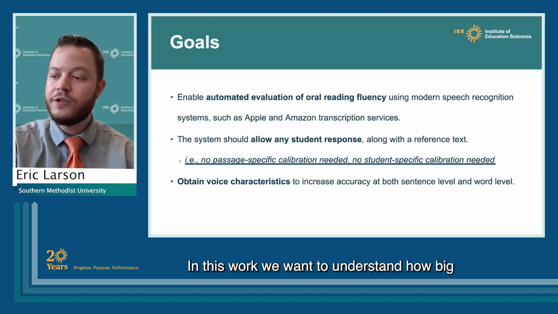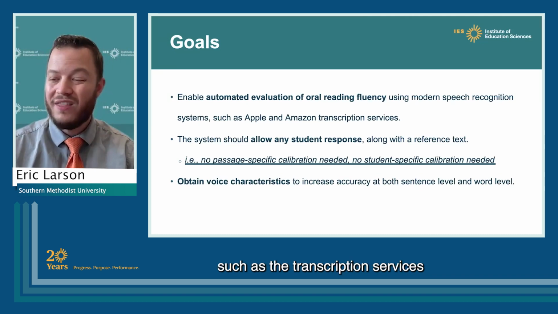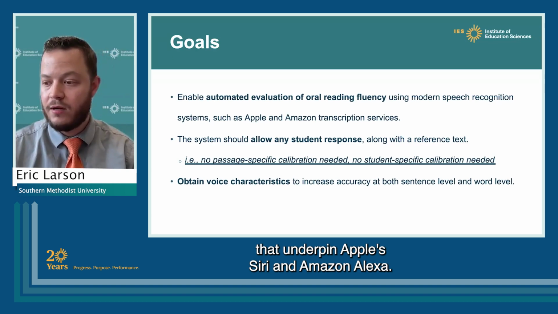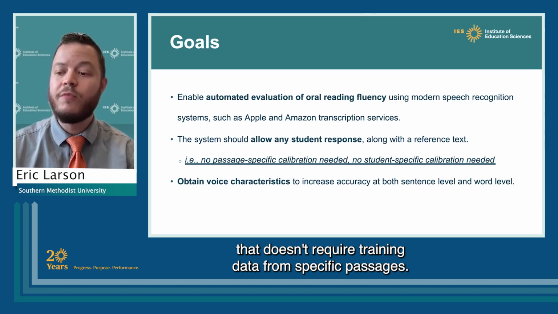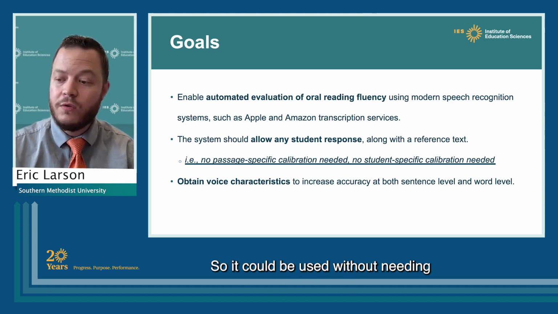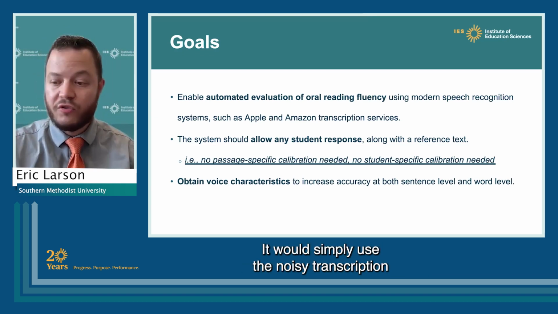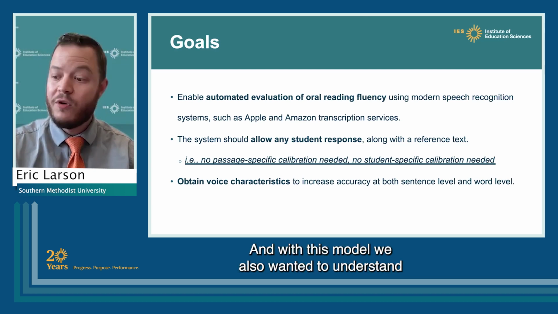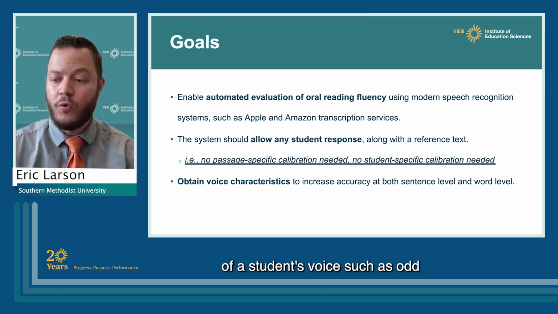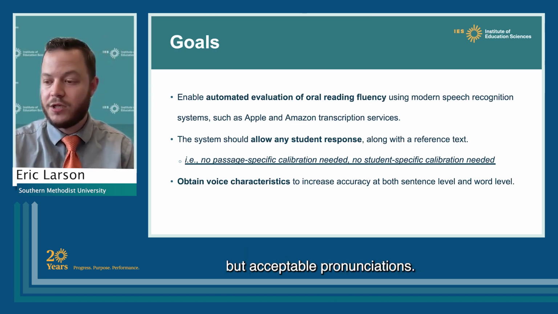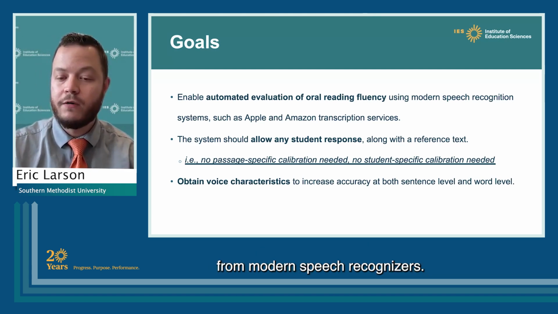In this work, we want to understand how big that difference is when using modern speech recognizers, such as the transcription services that underpin Apple's Siri and Amazon Alexa. Moreover, we want to create an automated algorithm that doesn't require training data from specific passages, so it could be used without needing to hear examples of students reading a given passage. It would simply use the noisy transcription from Apple or Amazon. And with this model, we also wanted to understand how we might be able to obtain characteristics of a student's voice, such as odd but acceptable pronunciations. This last step is still a work in progress, but we will show some results today from modern speech recognizers.